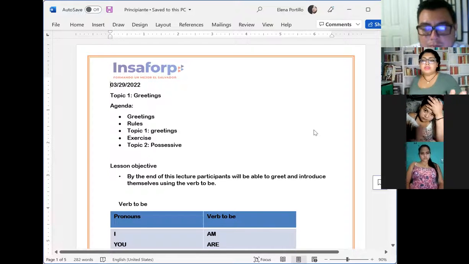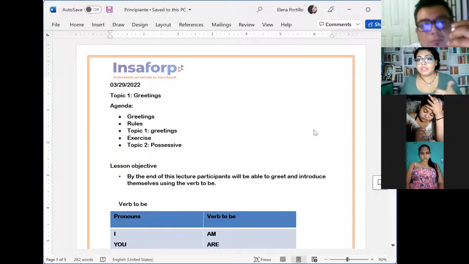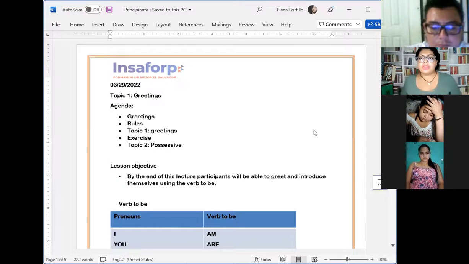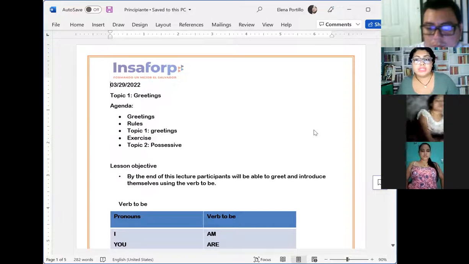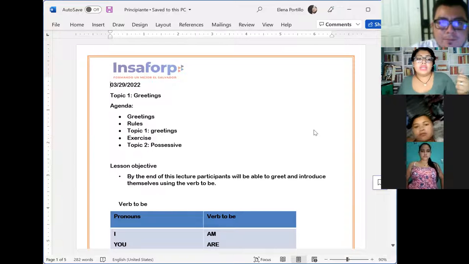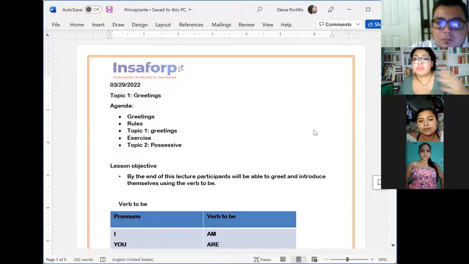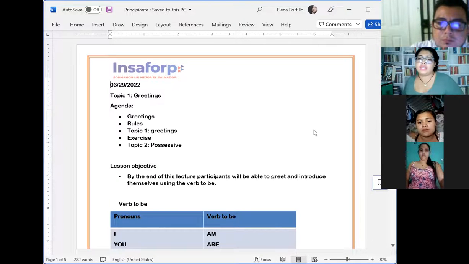So let's see. We have the agenda that we were performing yesterday, and we have the greetings that are the first thing that we did when we enter the session. Then we have the rules. Tenemos las reglas también que estuvimos hablando ayer, ¿verdad? Las de apagar el micrófono, usar las herramientas de Zoom para dar nuestra opinión, las de mantener la cámara encendida la mayor parte de la sesión, trabajar en la plataforma, participar en las actividades, and all of that things that we were talking about yesterday at the beginning of the session.